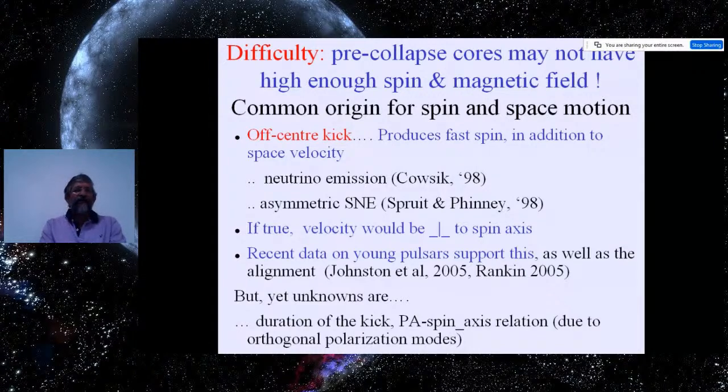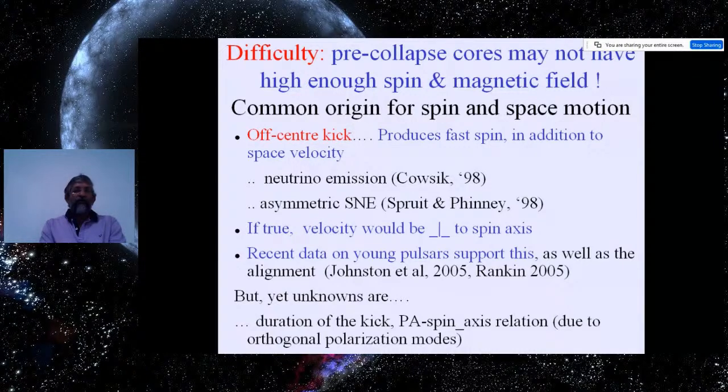And this is tied up with a simple analogy we know of a football. If you kick it at the center, the football moves straight along the direction of your kick. But if you kick it off center, you will see it spinning and also moving in the direction of the kick.